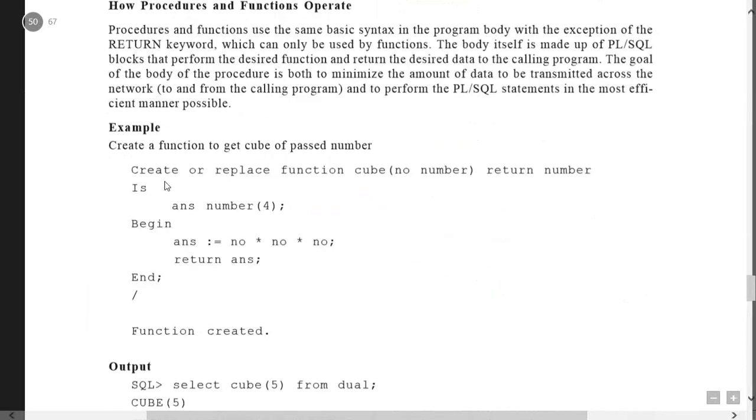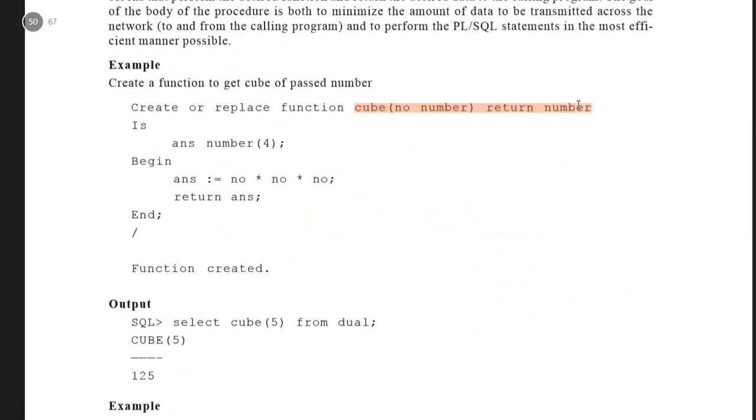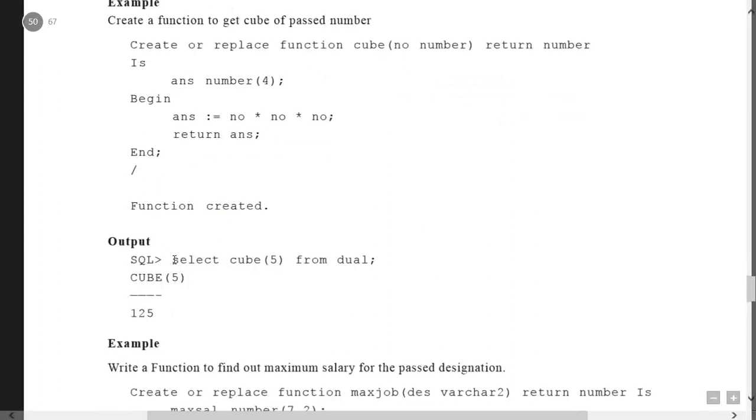Just observe here, this is a simple function. Create or replace function name cube. Cube is the name of the function. It is taking a single input parameter. It returns a number type. Then ANS is the variable. ANS := NO * NO * NO. That is the number cube. It returns ANS from the function. So while executing, you can call it using a select statement. So here the function returns a value by using the return keyword, right? A simple function, and how to call the function using a select statement. All of you clear? Prabhu, are you clear about it? Yeah.